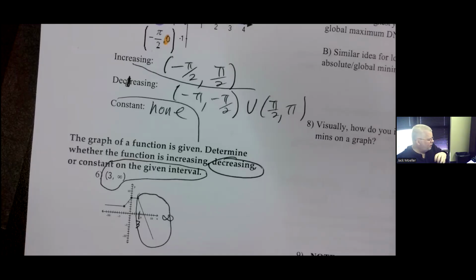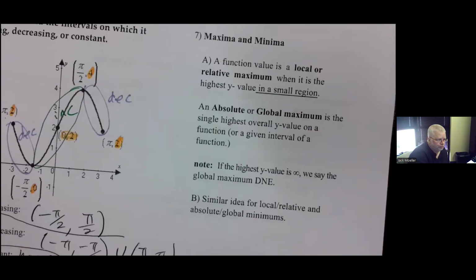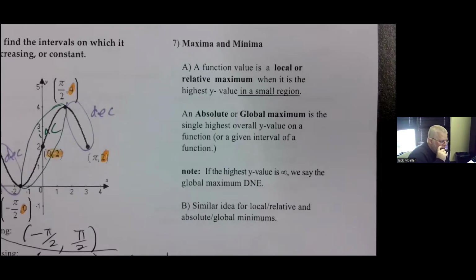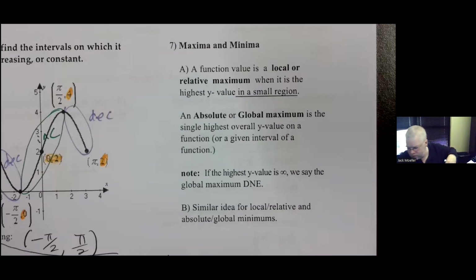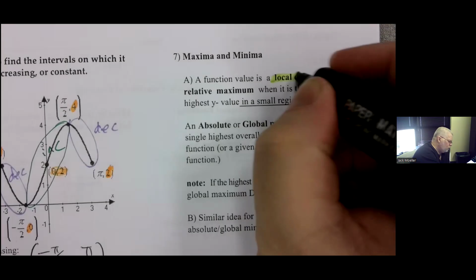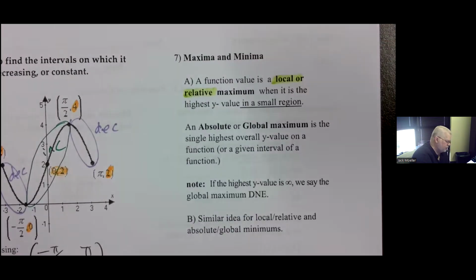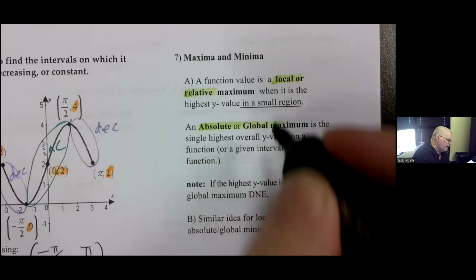All right, so that is topic number 1 from section 3.3. Now we're doing topic number 2, which is maximum and minimum. Now on this one, again, it's a detail thing. There are two types of maxes and mins, and to make it even more fun, both types have two different names. So there's local or relative maxes and mins, and then there are absolute or global maxes and mins.